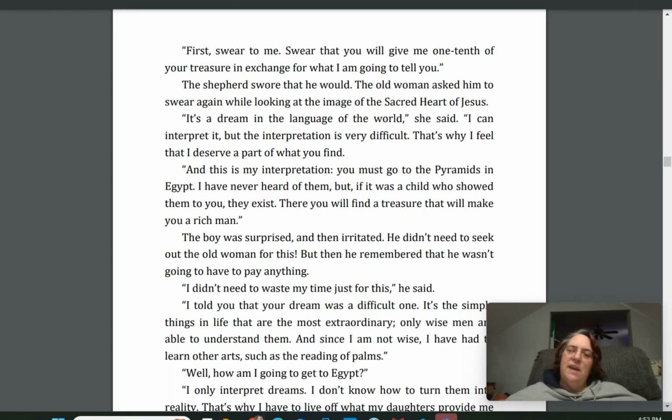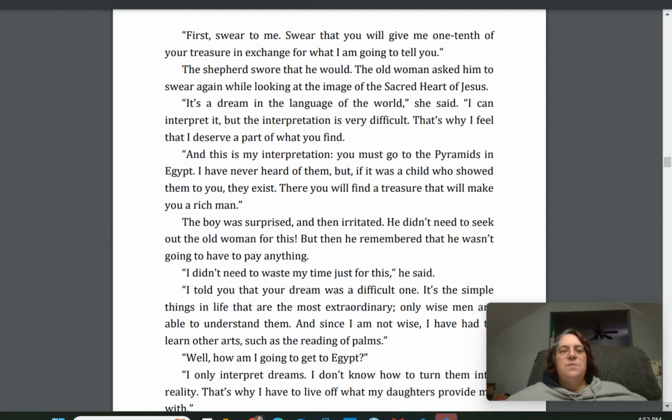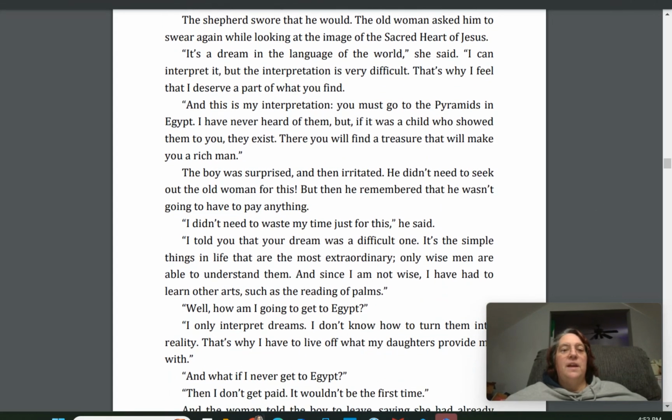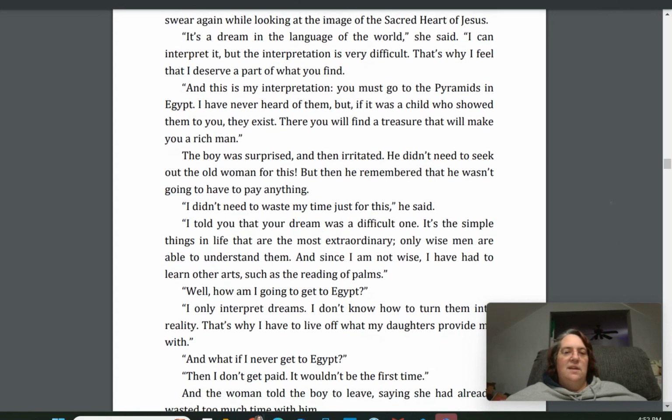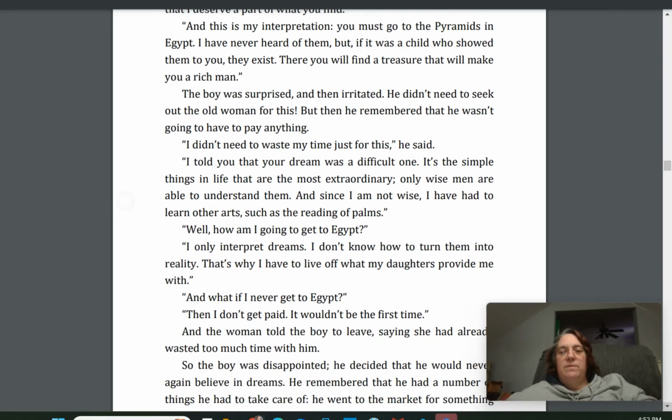"First, swear to me. Swear that you will give me 1/10 of your treasure in exchange for what I'm going to tell you." The shepherd swore that he would, and the old woman asked him to swear again while looking at the image of the Sacred Heart of Jesus. "It's a dream in the language of the world," she said. "I can interpret it, but the interpretation is very difficult. That's why I feel that I deserve a part of what you find. And this is my interpretation."